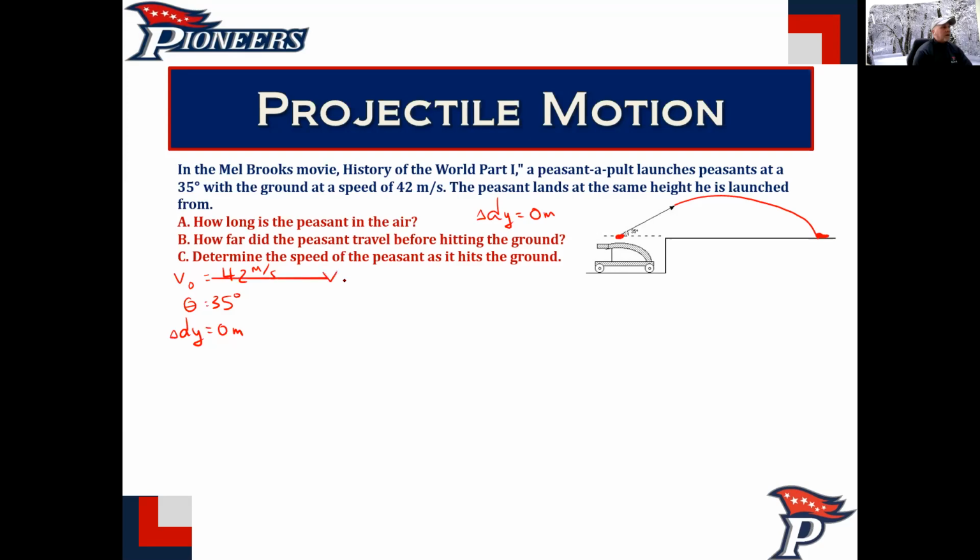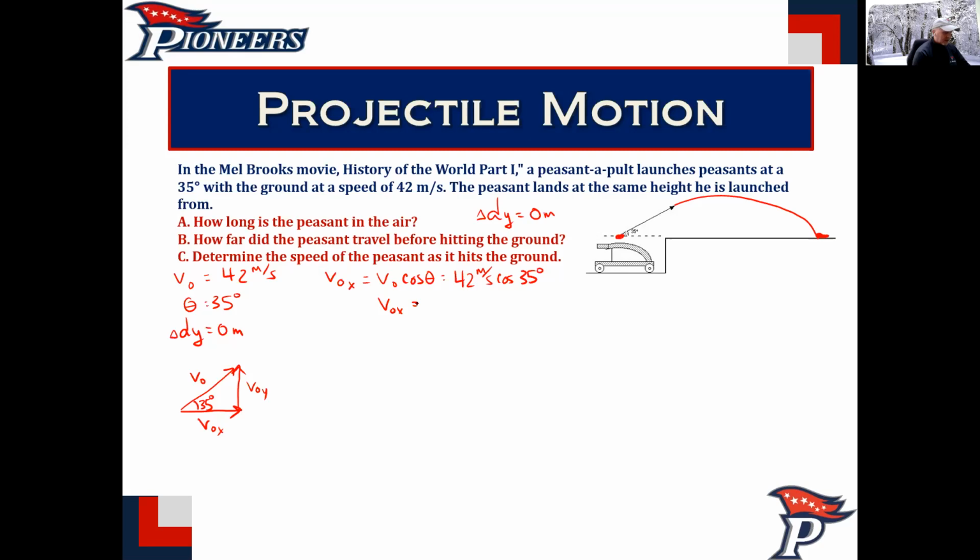Well, we find VOx and VOy. Now you don't need to make the triangle, which you could do if that helps. You could make this triangle each time. But hopefully you'll just get used to doing this and you'll be all right. VOx is equal to VO cosine of theta, so 42 times cosine of 35. Again, your calculator needs to be in degrees.